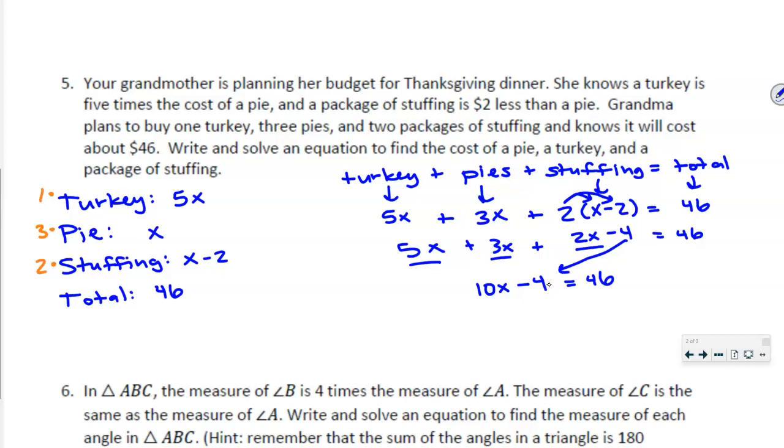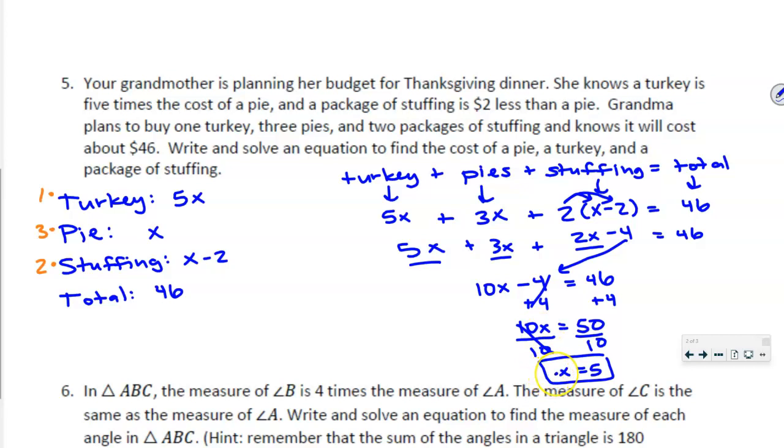X is multiplied by 10, and we subtract 4. I will undo subtracting 4 by adding 4. Balancing it, doing the same thing to the other side, and I get 10x is equal to 46 plus 4 is 50. X is multiplied by 10, which I undo by dividing by 10, and I get x is equal to 5.